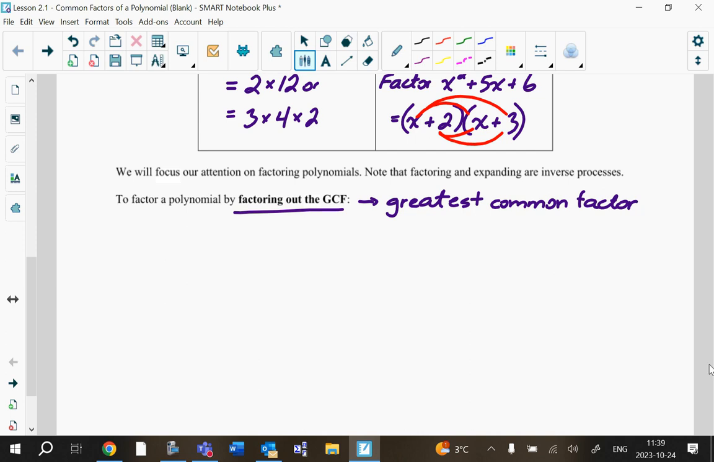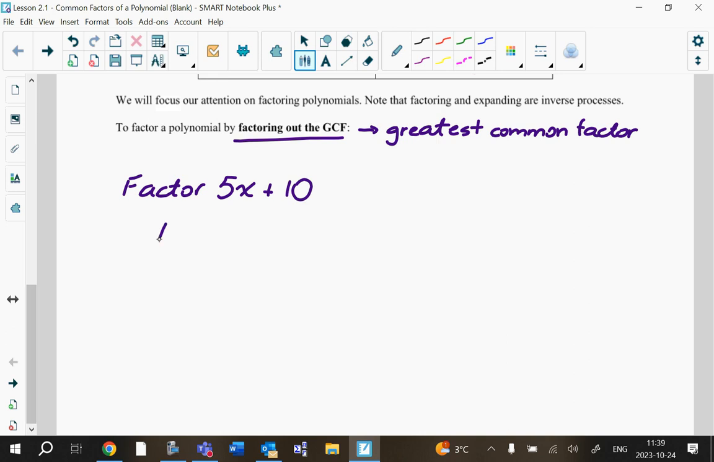So here's how we do it. Let's take this one. We're going to factor 5x plus 10. Break it up into two expressions that multiply to get 5x plus 10. First of all, we want to find the greatest common factor of 5x and 10.